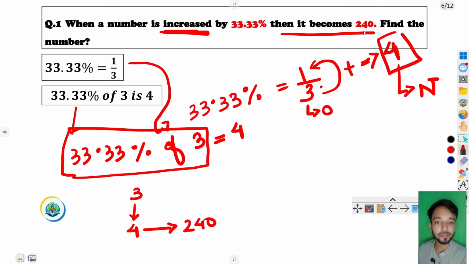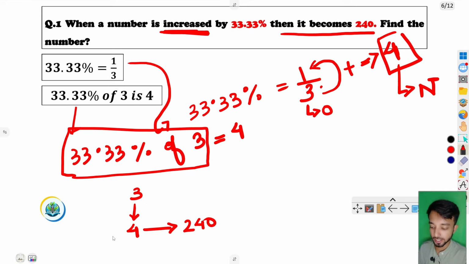Don't worry, I know you were confused, but stay with me, you will understand this. Once you understand this, you can solve all kinds of questions related to percentage complicated sums. You can solve everything in just 2-3 minutes. So stay with me, focus.